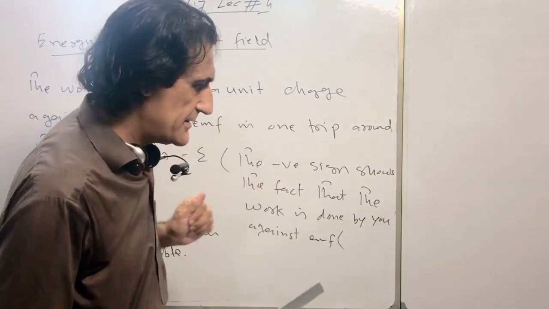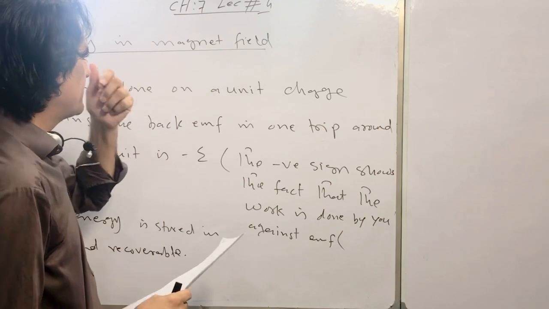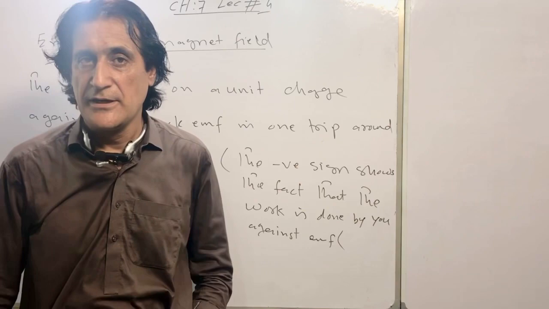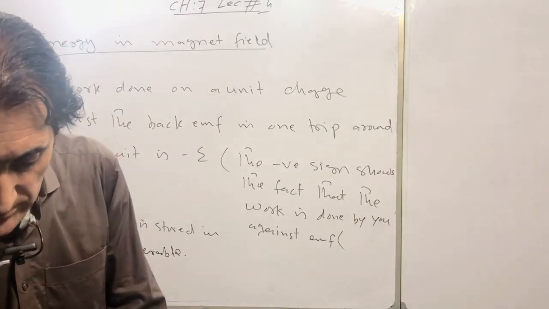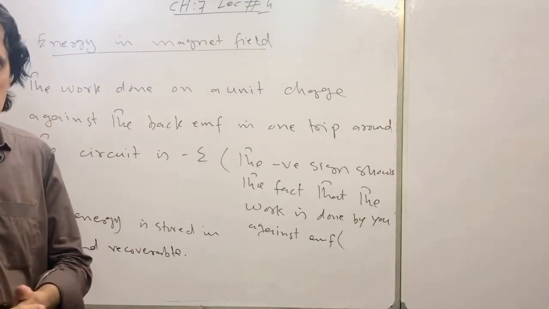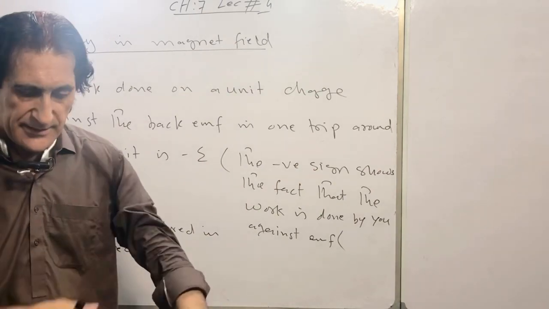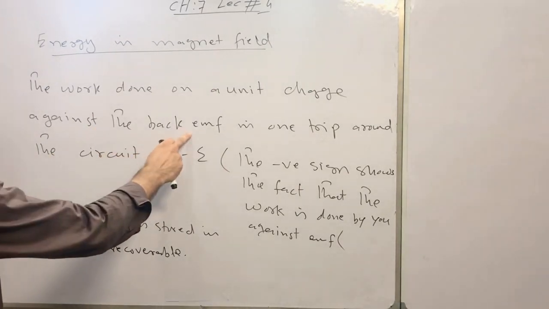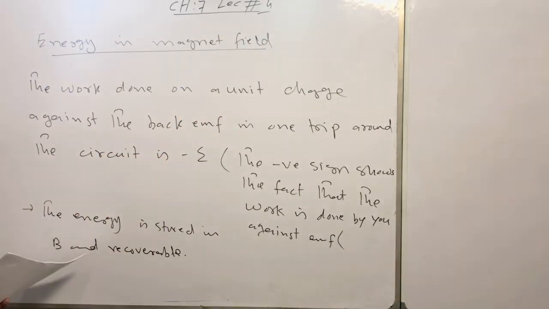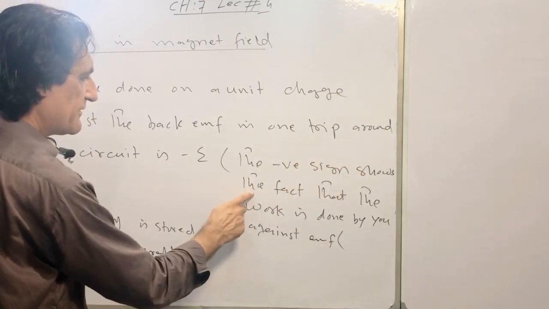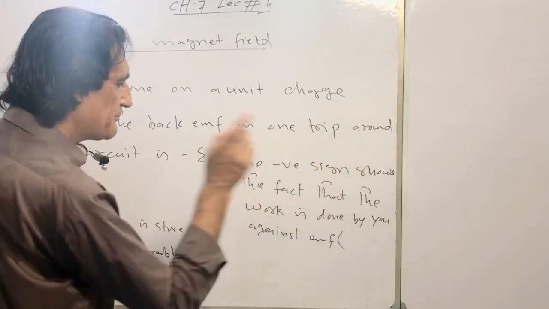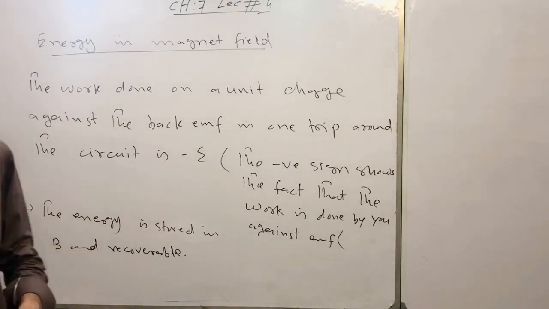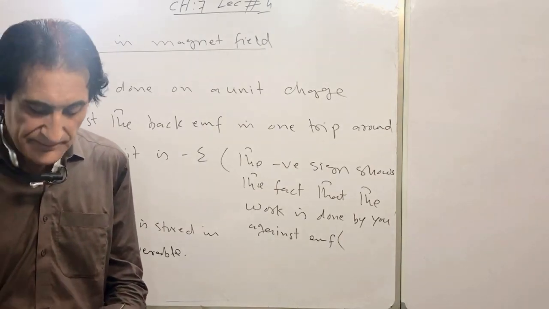Hello student, this is lecture number 4 of chapter number 7, and the title is Energy and Magnetic Field. How the energy is stored in a magnetic field is what we are interested in discussing here. The work done on a unit charge against the back EMF in one trip around the circuit. The negative sign shows that the work is done by you against the EMF. And here the energy is stored in the magnetic field, and it is recoverable.